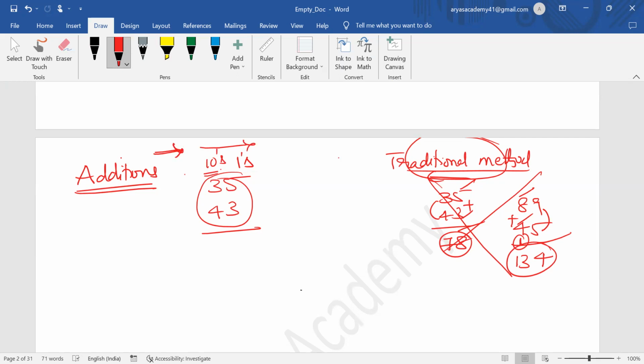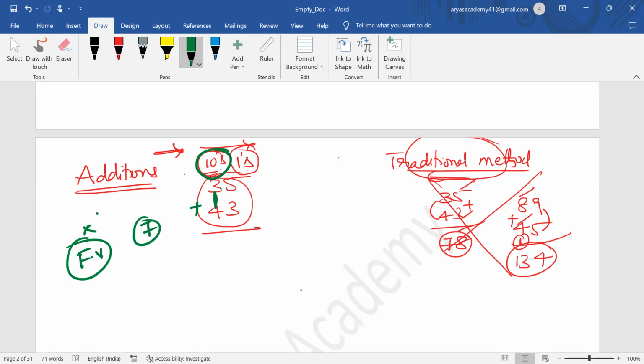We will be basing our entire calculation on the positions or place values of the numbers. So this is the tens position. What we do is we add these two. 3 plus 4, 7. 7 is what? The face value of the given digit. And the face value has to be multiplied by what? The position, which is the tens position. So 7 multiplied by the tens position is 70.